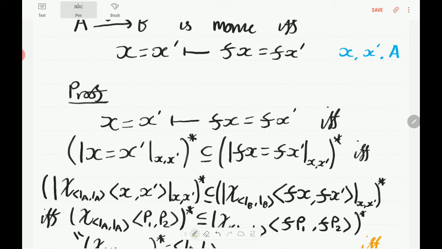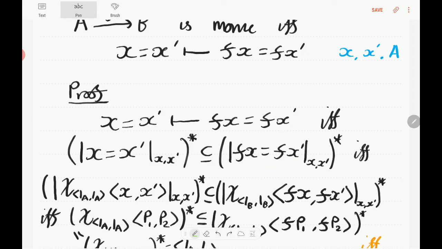So I'm just sort of replacing these equal signs, which is just shorthand now, so we can rewrite this as chi of identity A comma identity A after x comma x dash. That's just expanding out what this means. And similarly, we can expand out what this means to be chi of identity B comma identity B after fx comma fx dash. That's just expanding out what this means.